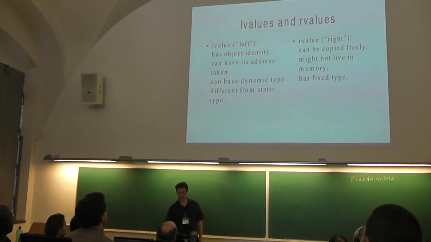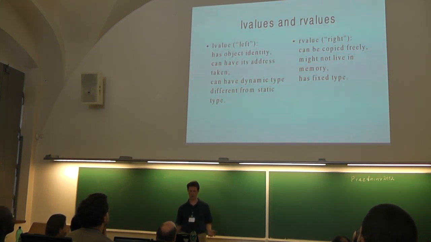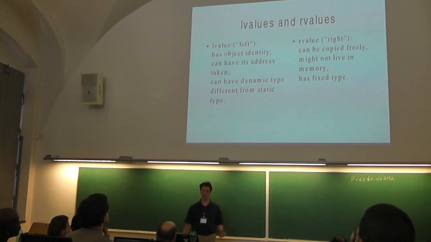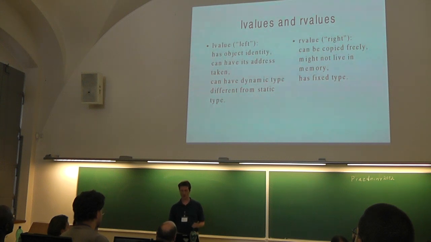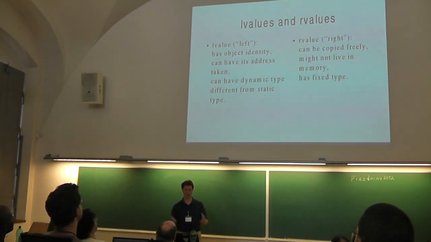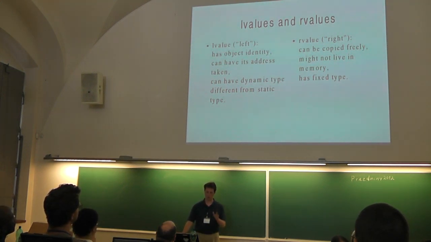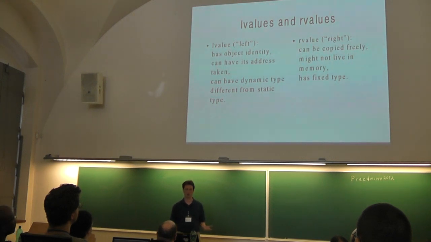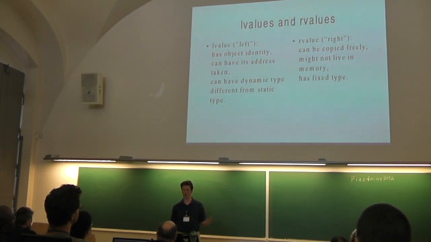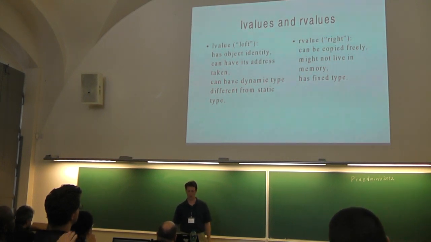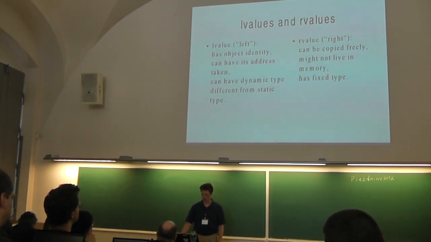Now, L values and R values. In C and C++98, we have L values and R values. L values come from the left side of an assignment. The L value on the left side has object identity. It designates a particular location. You can take its address, usually. In C++, it can have some dynamic type that's different from its static type. The L value could be a reference to a base type that actually indicates an object of a derived type.